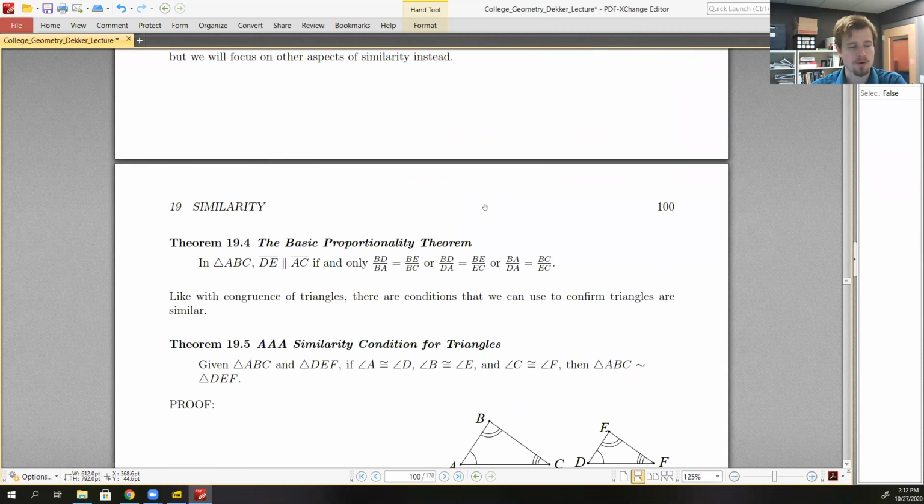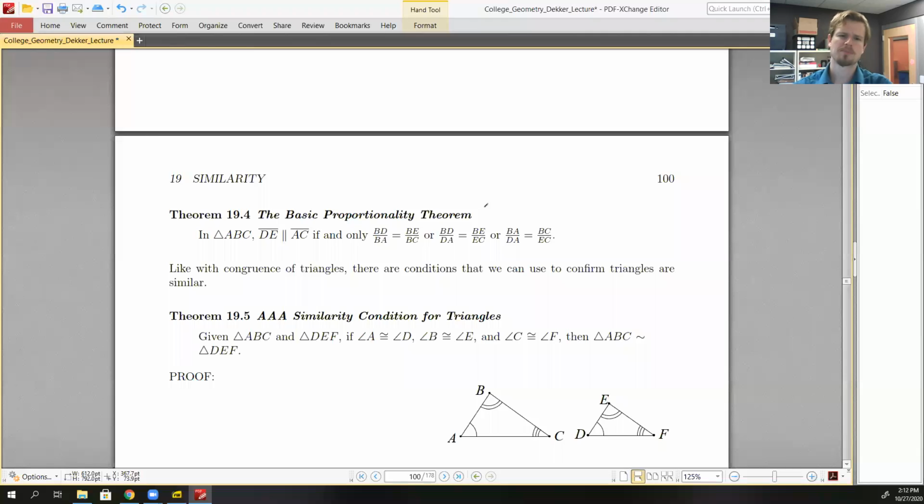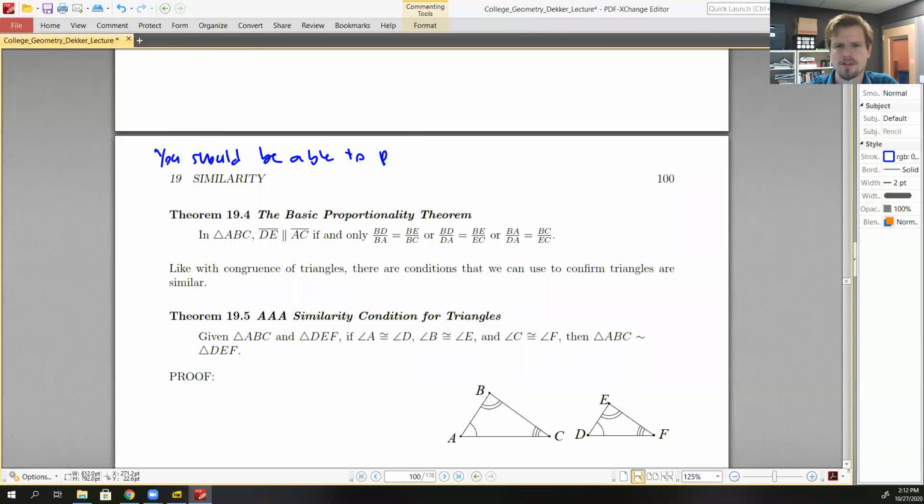All right, so let's take a look at our first theorem, the basic proportionality theorem. Now, based on the notes that I have, you as the student should be able to prove this. Despite us not having any comments about the theorem and no proof provided, again, you should be able to prove this theorem. So the basic proportionality theorem.